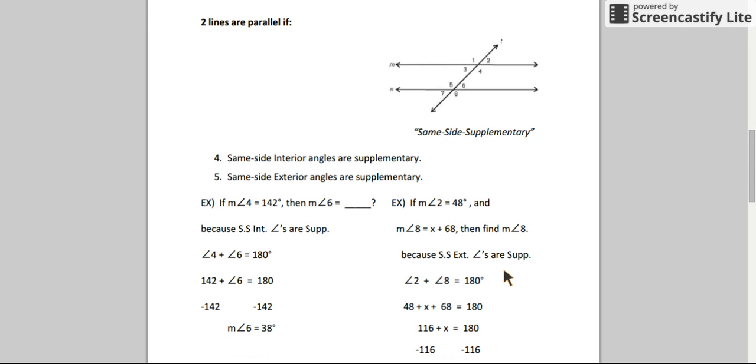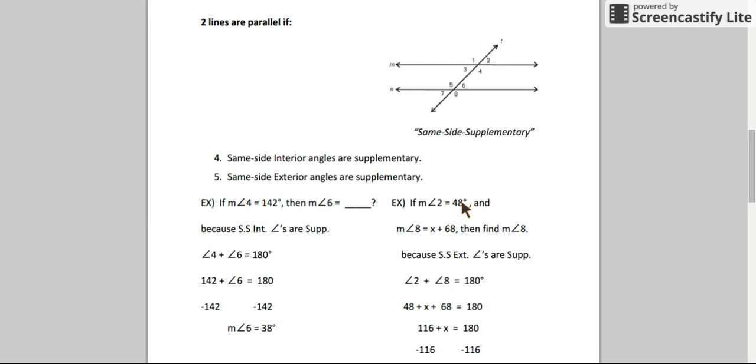Let's do another example with more algebra. If the measurement of angle 2 is 48 degrees, and the measurement of angle 8 is a number plus 68, then find the measurement of angle 8. Let's figure out what type of angles angle 2 and 8 are. Angles 2 and 8 are same side exterior angles, so they must be supplementary. They must add up to 180. So angle 2 plus angle 8 is 180.